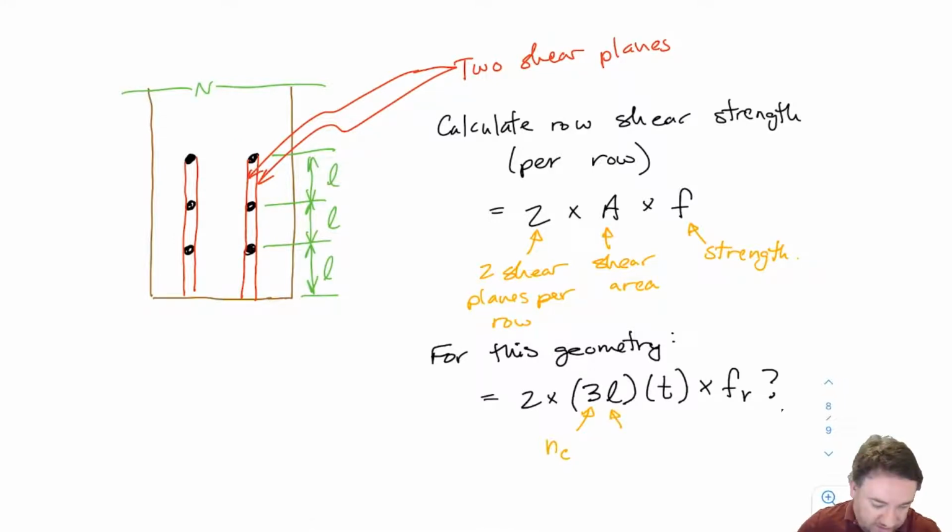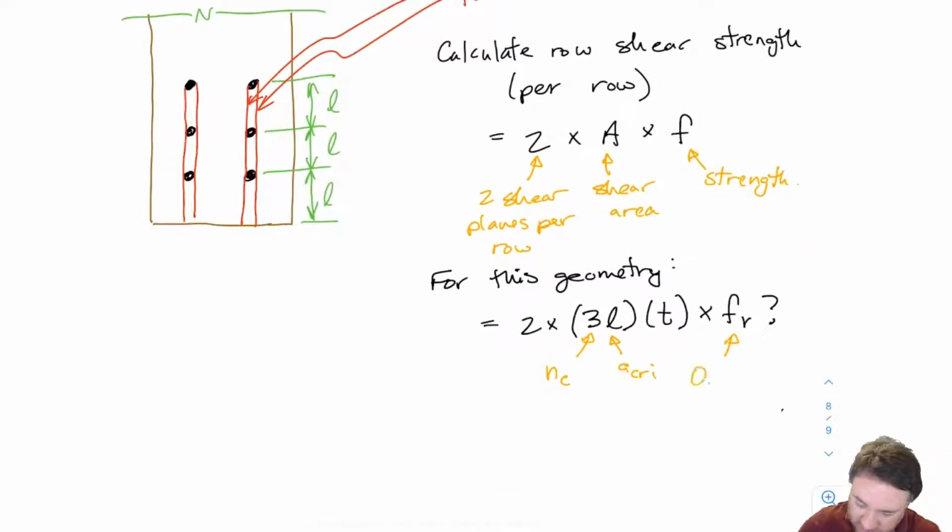And L here is basically our length of each spacing. So that's going to be basically our row spacing, right? Our spacing of the bolts within the row. We're going to call that ACRI. T is our thickness.